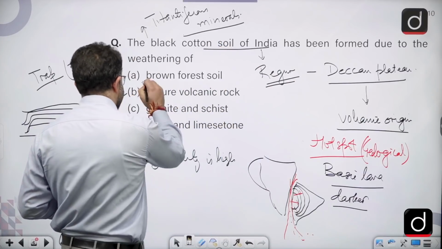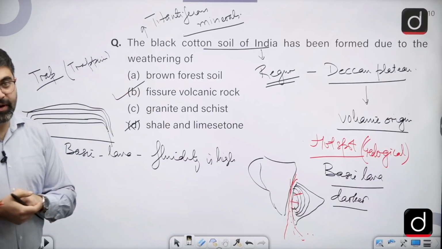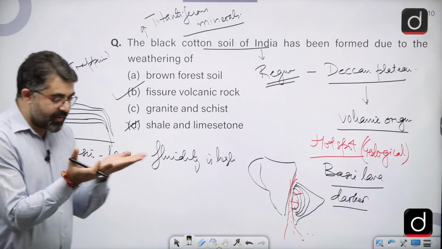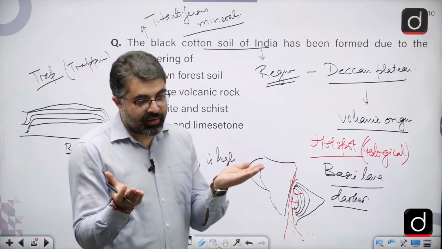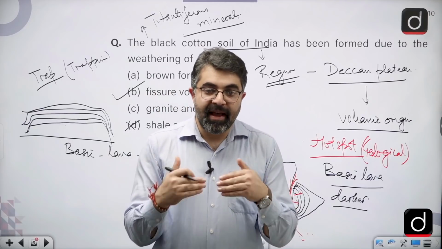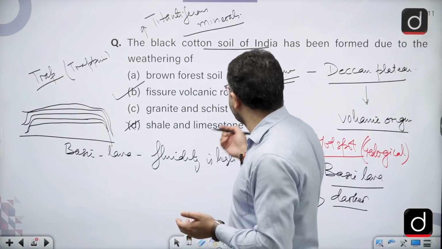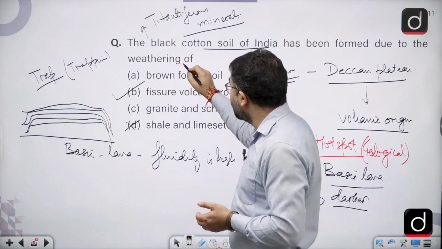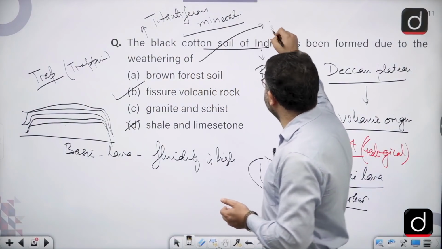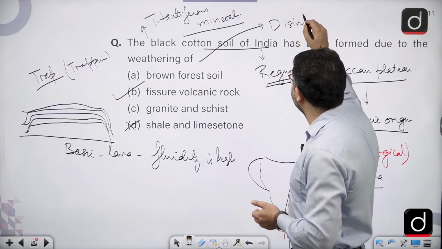So what is the correct answer? Fissure volcanic rock. The same rock which is there on the Deccan Plateau has undergone the process of weathering. We know weathering, I'm sure you all know what weathering is. Weathering means the disintegration of rocks.